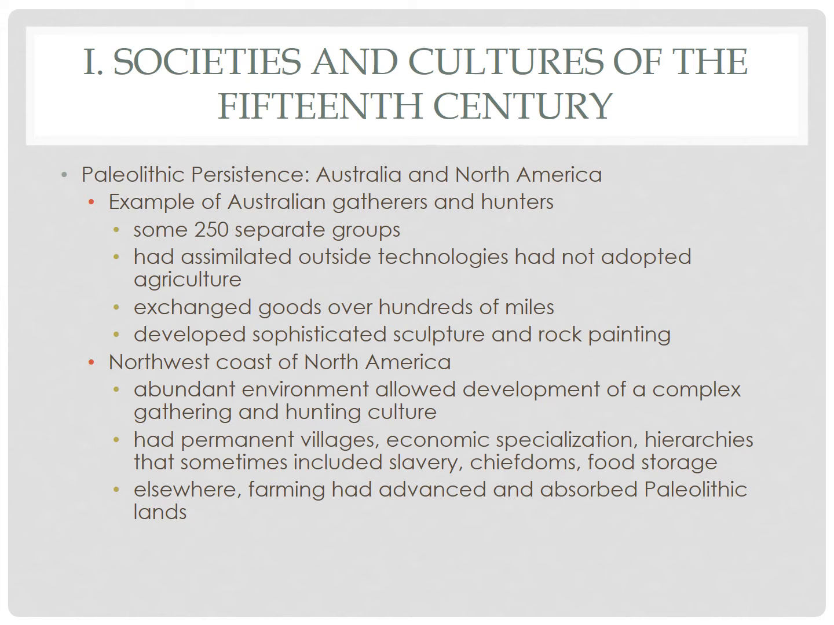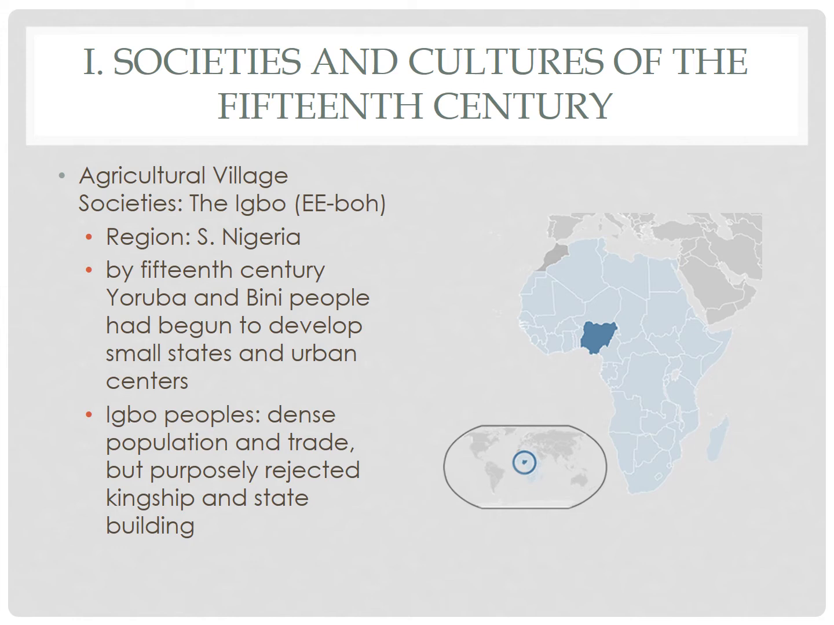Elsewhere, farming had advanced and had absorbed Paleolithic lands. So that's not something that's going to be typical for all Native American tribes. Lots of different agricultural societies.